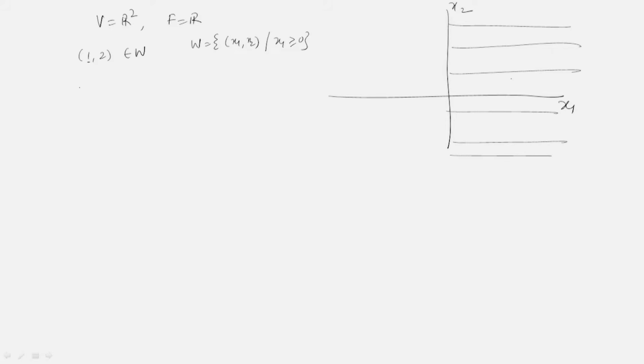And if you take alpha, which is any real number, it comes from the field. So if you take alpha as minus 1, then minus 1 dot (1, 2) will be (minus 1, minus 2), which is not in W. So that means it is not closed with respect to scalar multiplication, and that means it will not constitute a subspace of this vector space V.